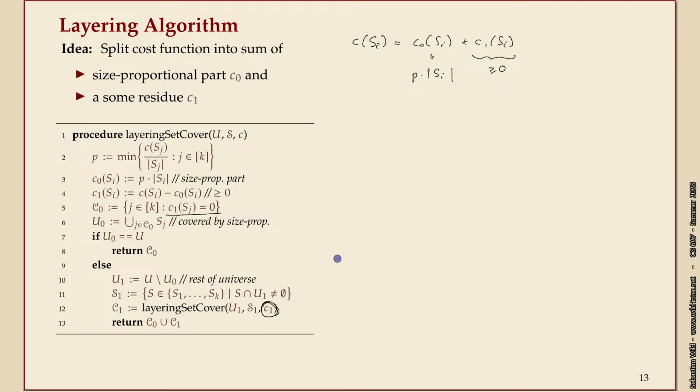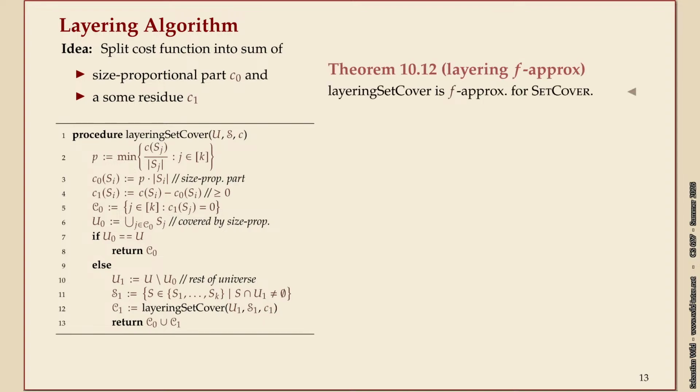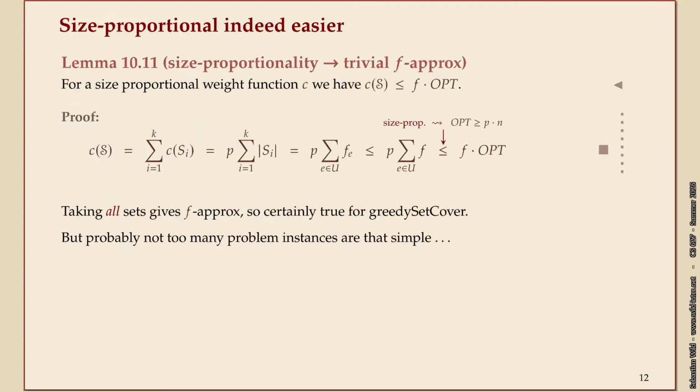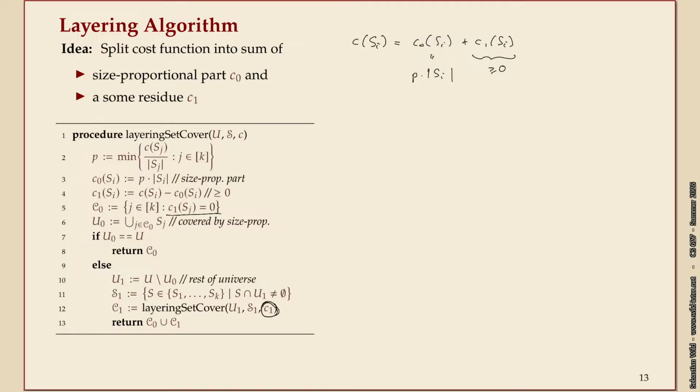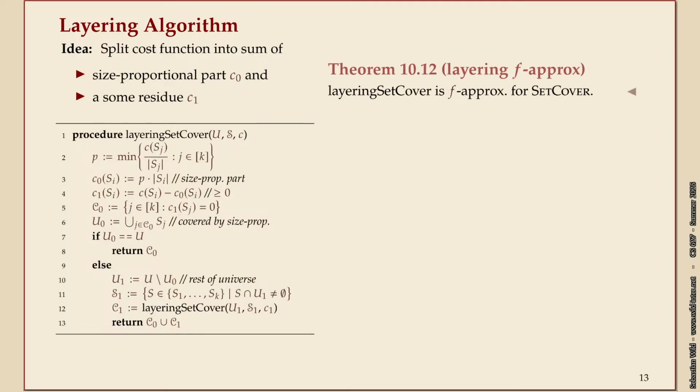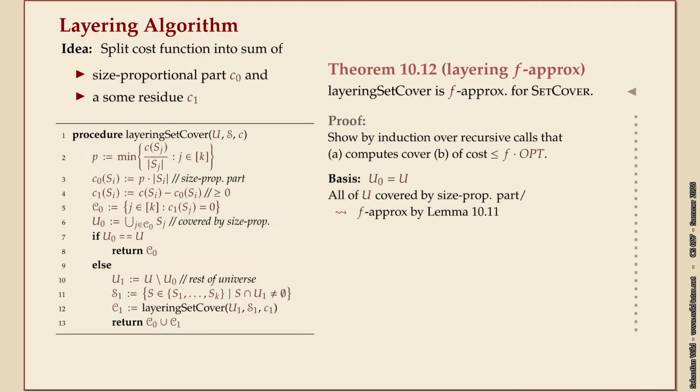But how well does this work? Turns out you can show it's an F approximation for F, again, this maximal frequency. And you say, hey, hold on, we already have an F approximation. There it is. But that's only if the input was exactly size proportional. So that's very, very restricted, but we'll use that special case for dealing with the induction basis. The proof is by induction over the recursive calls. That shouldn't be surprising.